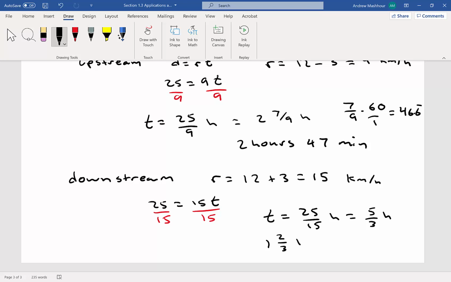Okay. And now we can change the 2/3 to minutes. So we have 1 hour, and now 2/3 of an hour. 1/3 would be 20 minutes, so 2/3 would be 40 minutes. So we have 1 hour, 40 minutes.